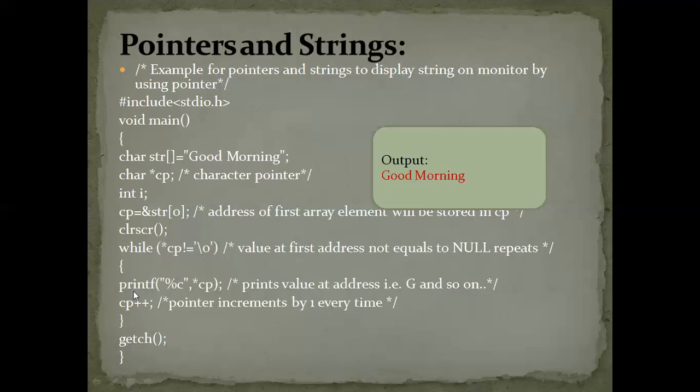Are you getting it? Each time the CP value will be updated by 1. It will move on to the next index value. So the pointer increments by 1 every time, and it keeps on checking all the values. Listen, after D, it always ends with a null character. Finally, CP will be equal to null, then control comes out of the loop. Understood? So this is an example for pointers and strings.